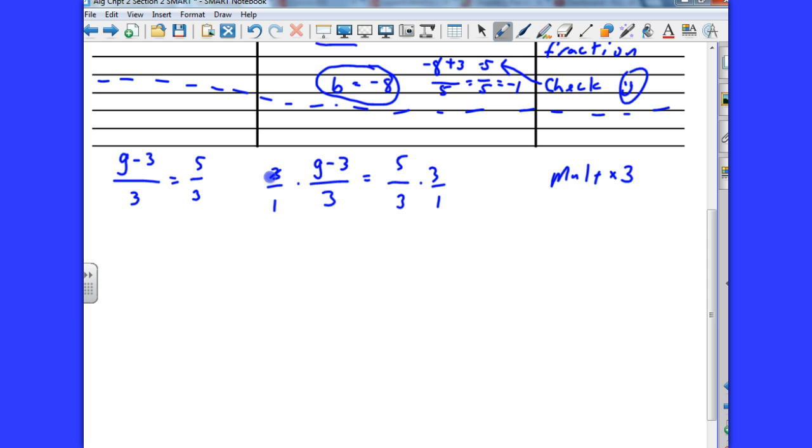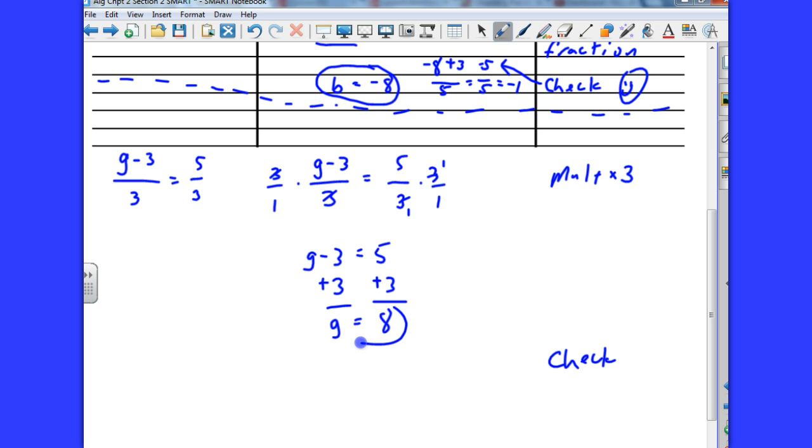All right, look what happens here. The 3s cancel. You have g minus 3 equals, what happens over here? See those 3s cancel? Hope you remember how to multiply your fractions. Those cancel out and become 1s. 5 times 1 is 5. Look what you're left with here: g minus 3 equals 5. Simple at this point. Add 3 to both sides. Let's see what we come up with. g equals 8.